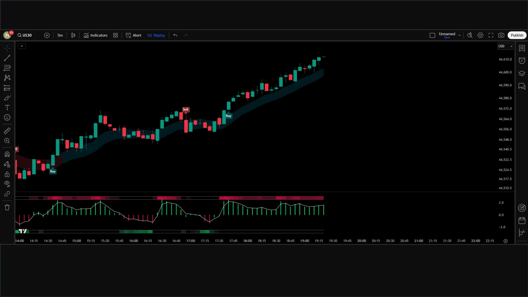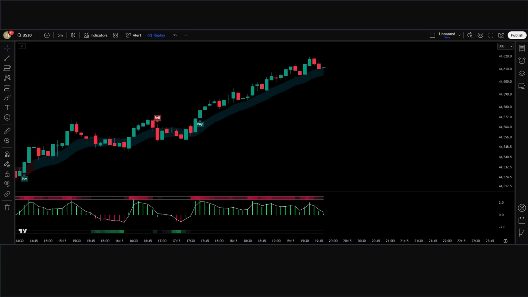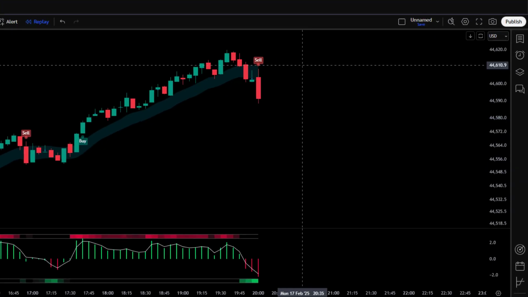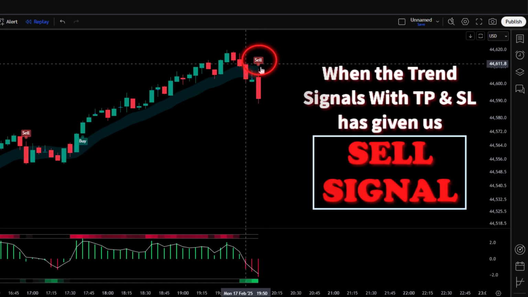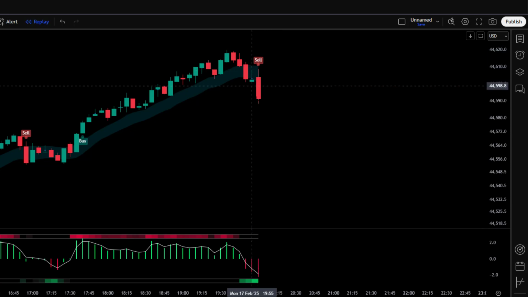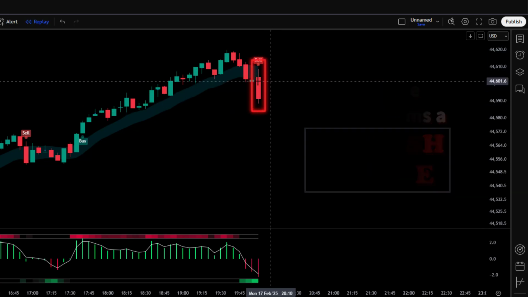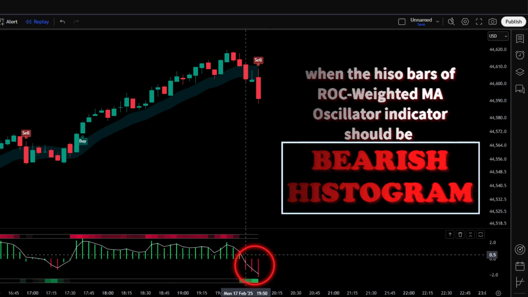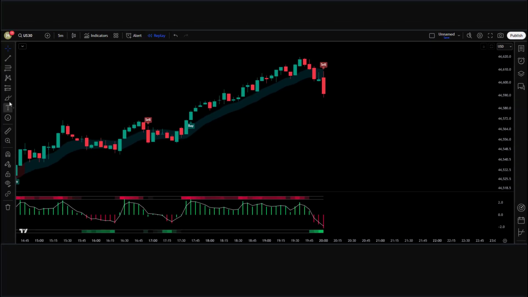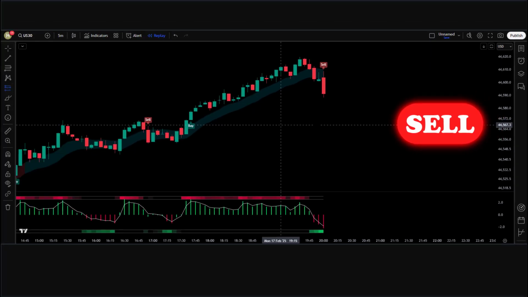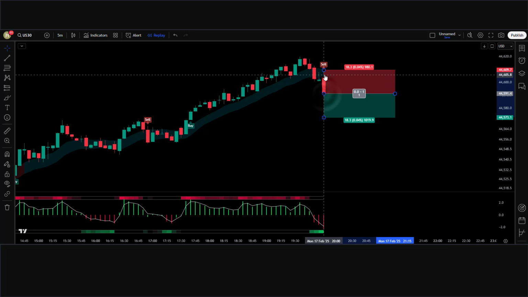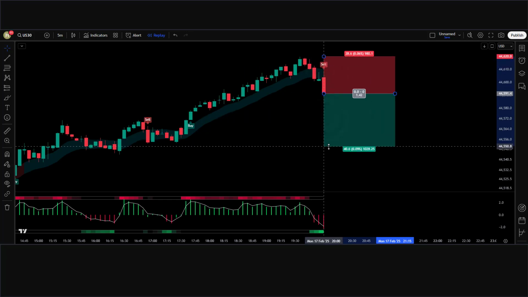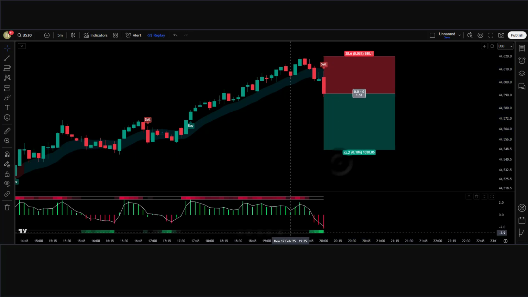Now, let's understand the concept where we will take buy and sell trades based on their conditions. When the Trend Signals with TP and SL has given us a sell signal, when the market has formed a bearish candle, and when the ISO bars of the ROC-Weighted MA Oscillator indicator show a bearish histogram, if these conditions are fulfilled, then we will place a sell order. Our stop loss will be placed at the current market's higher level, and the risk to reward ratio will be 1:1.5.